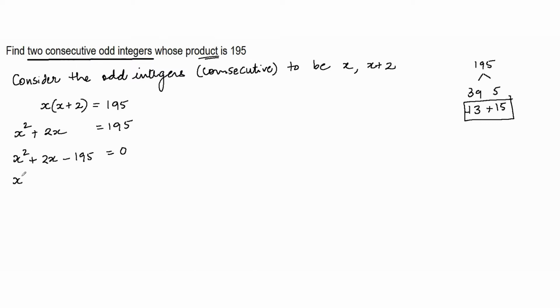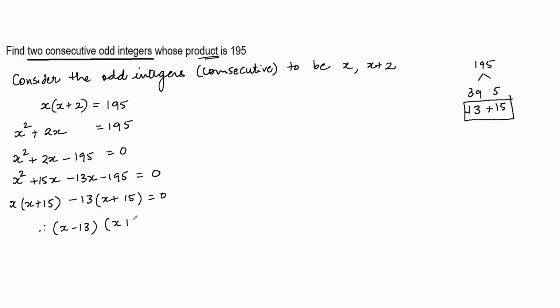So therefore this becomes x square plus 15x minus 13x minus 195 is equal to 0, and therefore x into x plus 15 minus 13 into x plus 15 is equal to 0, and therefore I can say that x minus 13 into x plus 15 is equal to 0. Therefore x is either positive 13 or x is negative 15. Now over here they have said that they are integers, so even negative numbers are allowed, and there is no mention of the number being positive, right? So now both values of x are allowed.